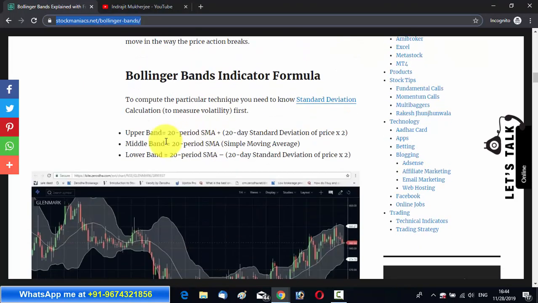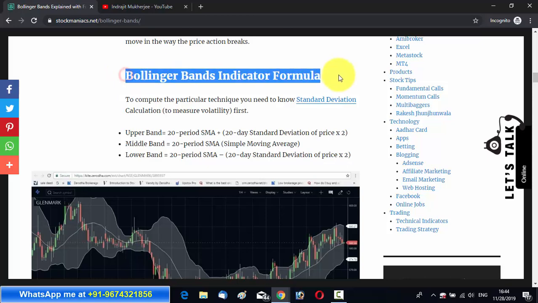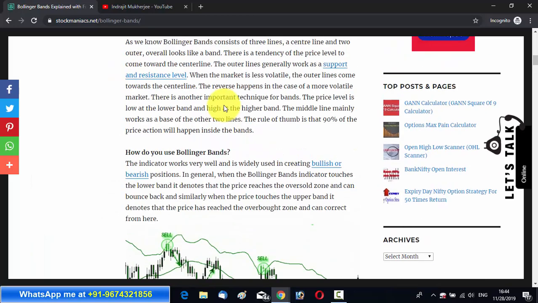So now the Bollinger Bands indicator formula. We have already discussed that upper Bollinger Band is middle band plus 2 standard deviation and lower band is middle band minus 2 standard deviation. So the formula of the Bollinger Bands is given here. And now how to trade, how will you use the Bollinger Bands?